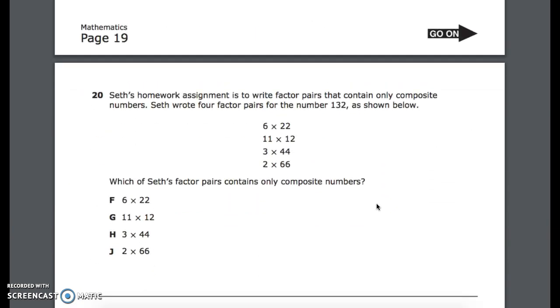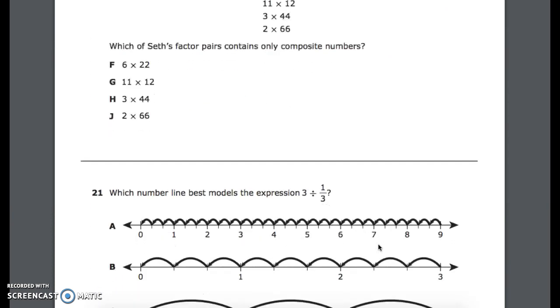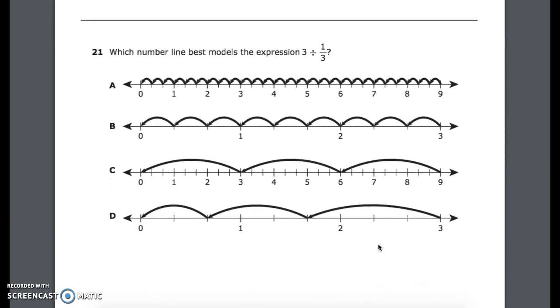Number 20. Seth's homework assignment is to write factor pairs that contain only composite numbers. Seth wrote 4 factor pairs for the number 132, as shown below. Which set of Seth's factor pairs contains only composite numbers? Number 21. Which number line best models the expression 3 divided by 1/3?